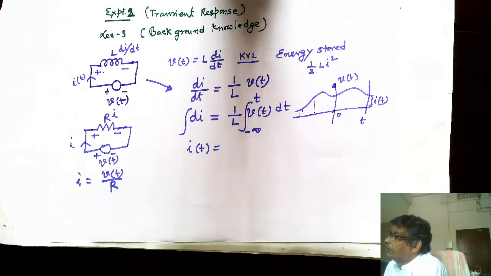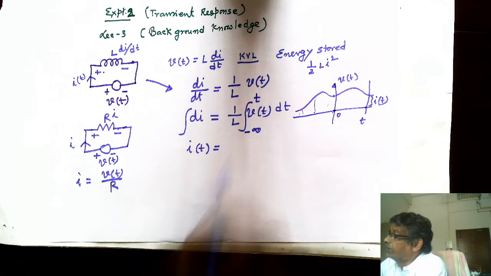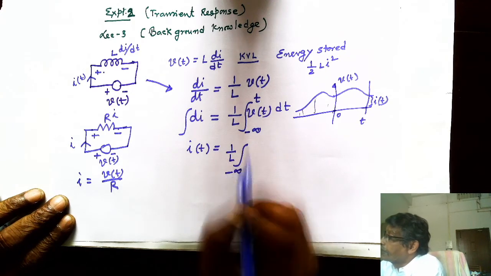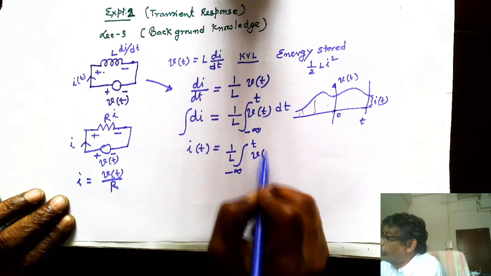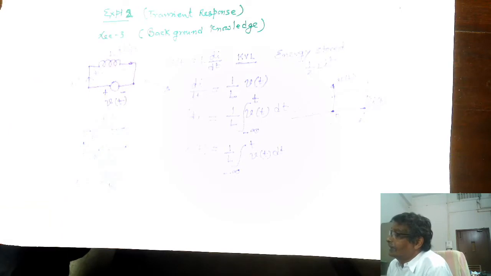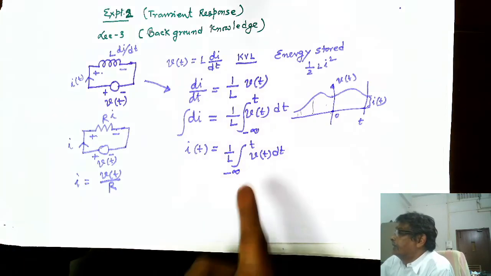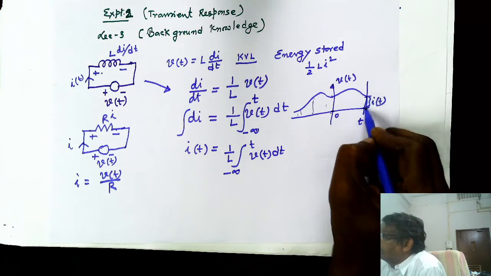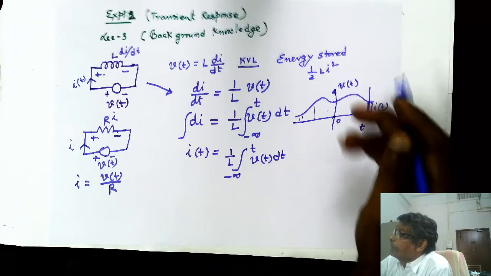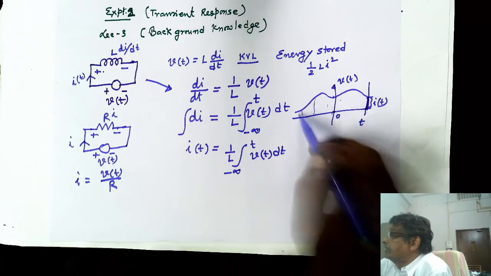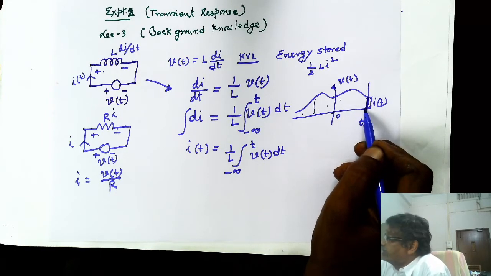And therefore we find that the present value of the current, which I am rewriting, depends on the applied voltage, no doubt, but in a different way than a resistance. What is that? This present value of the current depends on previous values of the voltages that you had applied across the inductor before this t.